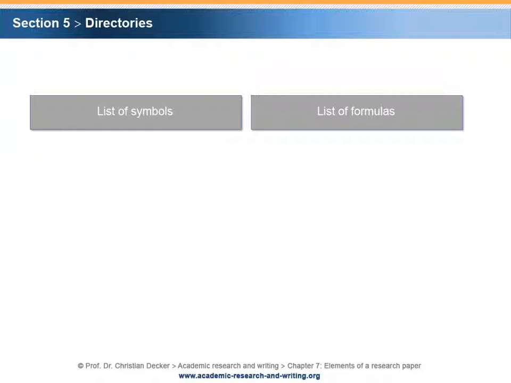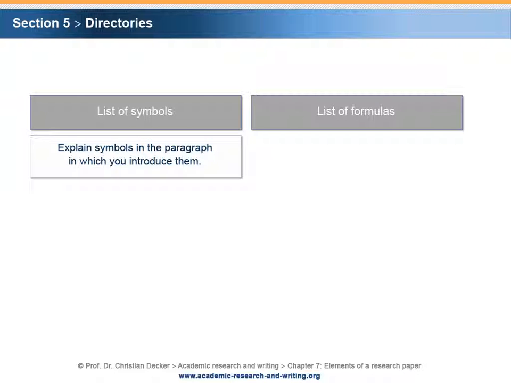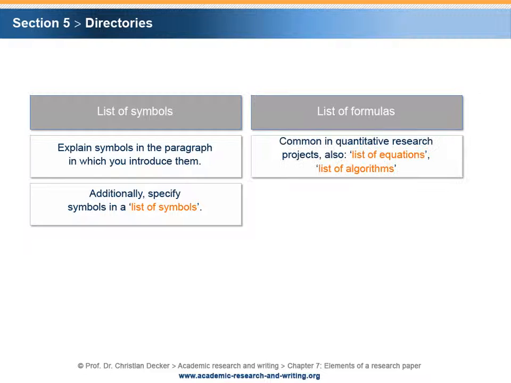Symbols and/or formulas are an integral part of many research projects. All symbols and formulas should be listed in a list of symbols and a list of formulas. In a research project that uses symbols, one should explain symbols in the text where you introduce them, and, additionally, specify symbols in a list of symbols. A list of formulas is common in quantitative research projects. Synonyms of list of formulas are list of equations or list of algorithms.